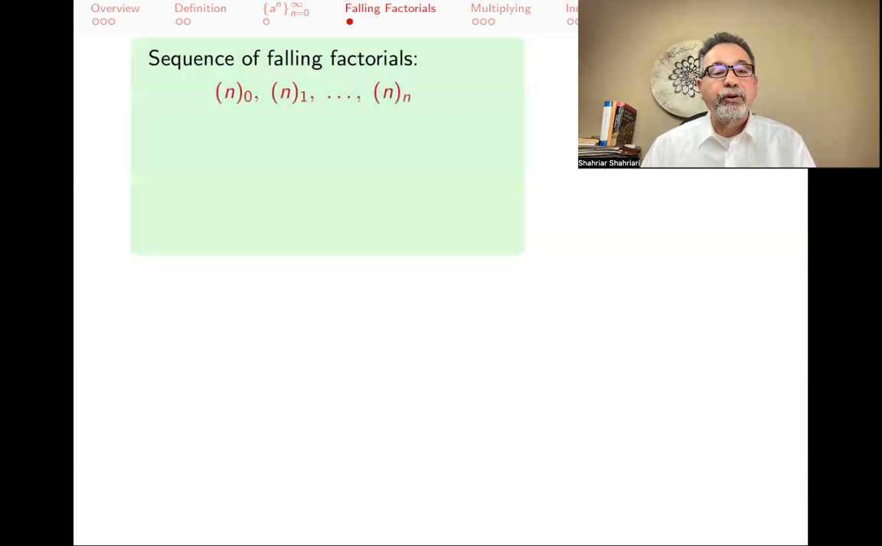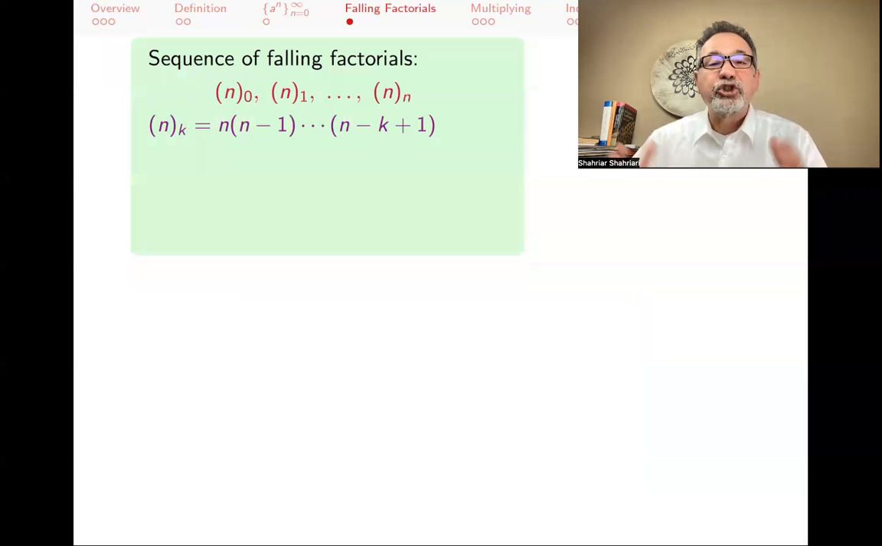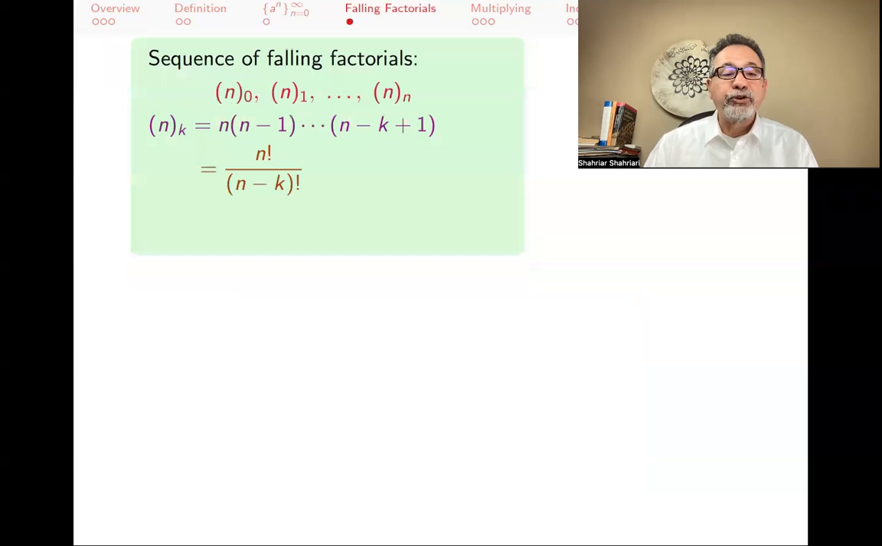Now, what about falling factorials? This is another example. So this is a sequence of falling factorials. Again, remind yourself that the falling factorial is a truncated factorial. You start with n and you act like you're writing a factorial, but you stop after k factors, and that's called a falling factorial. And it's the same as saying that you have n factorial, but you divide it by n minus k factorial to get rid of the extra terms.